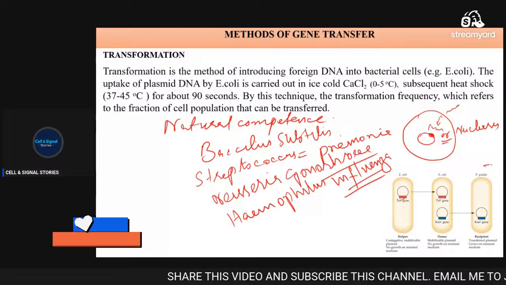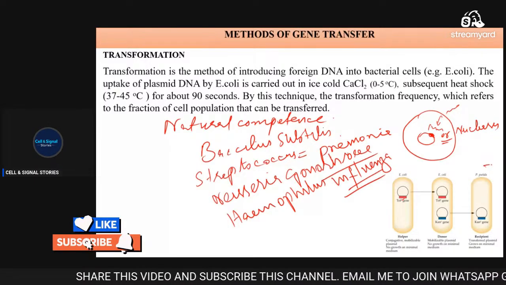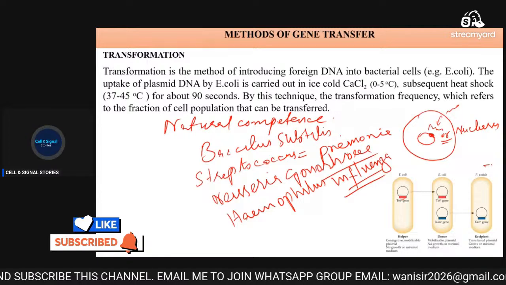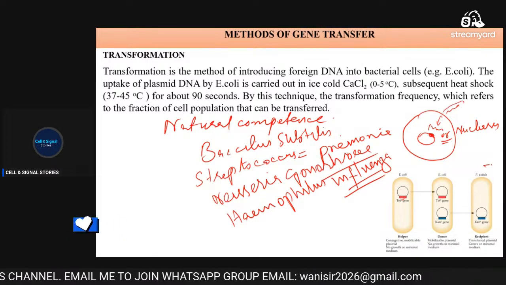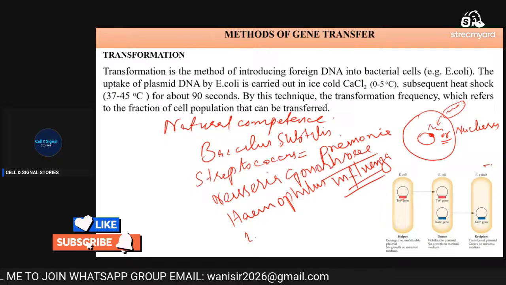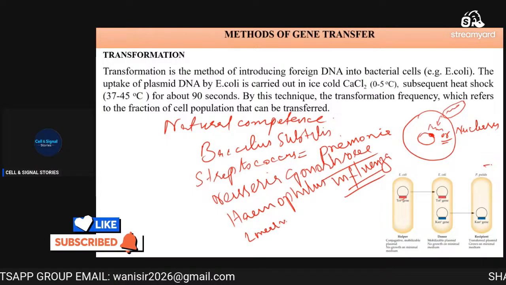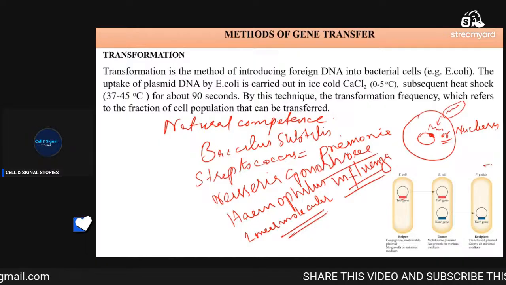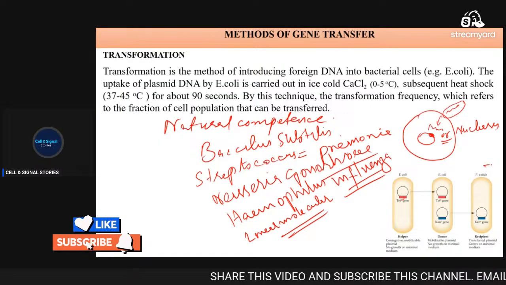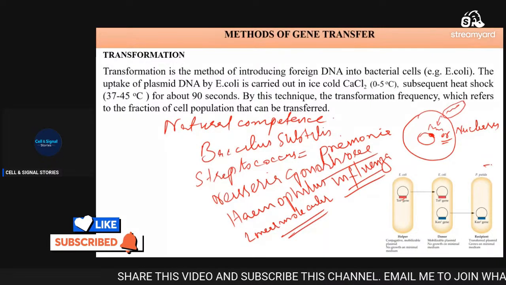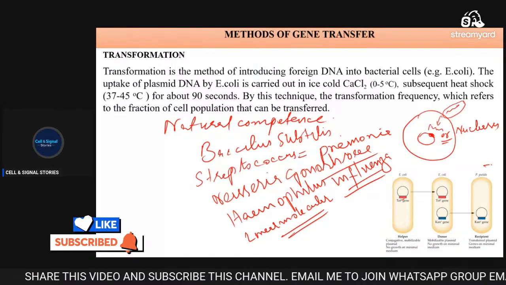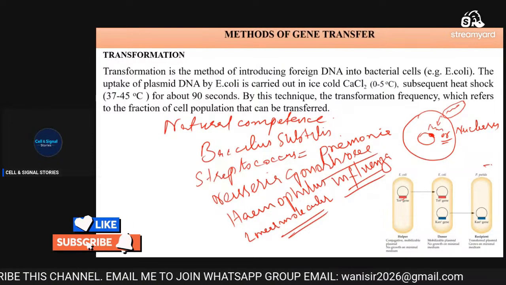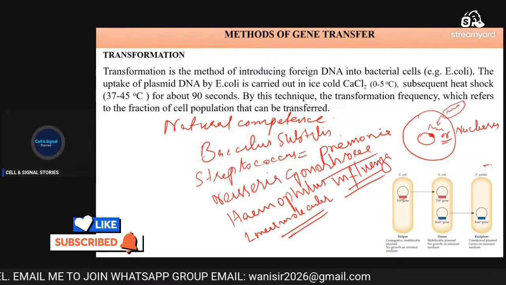However, natural competence and transformation are efficient for linear molecules such as chromosomal DNA, but not for circular plasmids. This is a very important point: natural competence works only for linear molecules. If the DNA is linear, it will be received by the bacteria, but not if it is circular DNA, such as a circular plasmid.